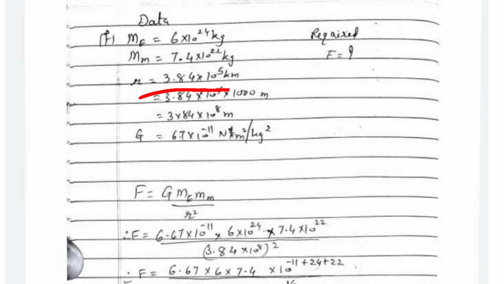Kilometer came. So there itself, children, I will multiply by 1000 and convert it into meter. So 10 raised to 5, to convert kilometer to meter, the converting factor is 1000. 1 kilometer is 1000 meters, so I will multiply by 1000. Correct? So 1000 means 10 raised to 3.